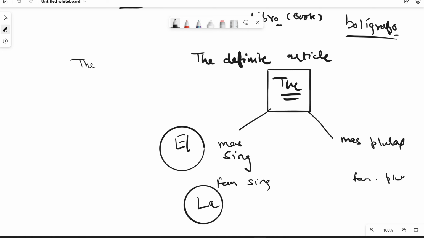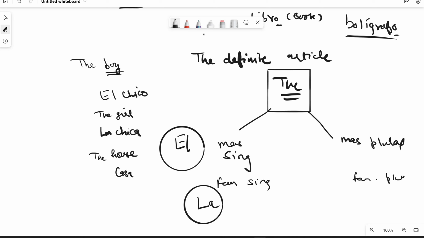For example, if I want to say the boy, boy is a masculine singular noun. In that case, it will be el chico. If I want to say the girl, in that case, it will be la chica. If I want to say the house, house is casa, which is a feminine singular noun. So the house will be la casa. The book, again, book is libro, which is a masculine singular noun, so it will be el libro. So in Spanish, the definite article the always agrees with the number and the gender of the noun.